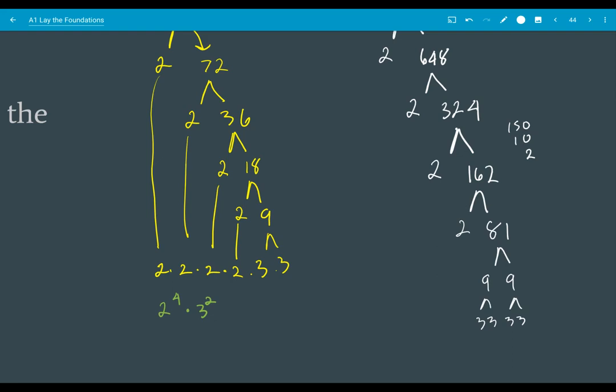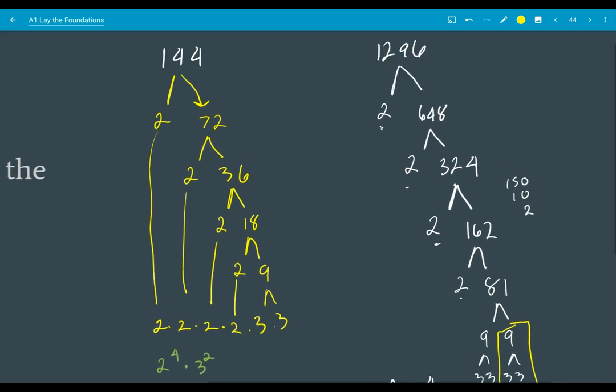So we have 1, 2, 3, 4 twos. So 2 to the 4th. Then we have 4 threes. Okay. If you notice, it's very similar to 144. If we take out this factor of 9, we're left with 2 to the 4th, 3 squared. So at the very beginning, we could have done 1296 divided by 9 and been left with 144 and already had it prime factored.